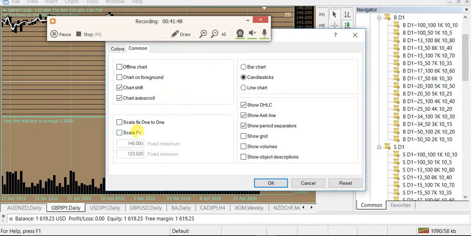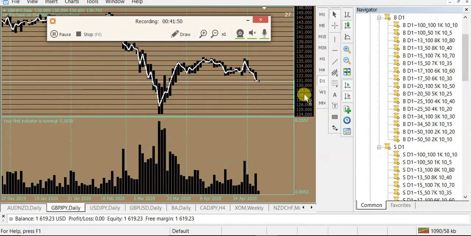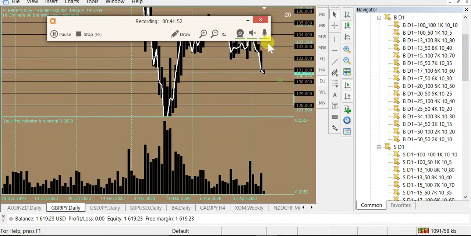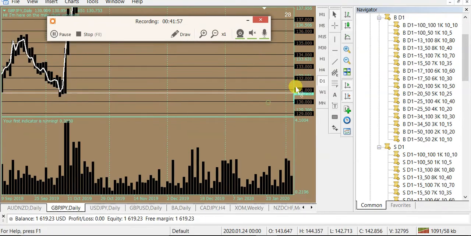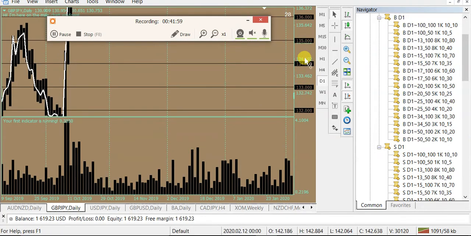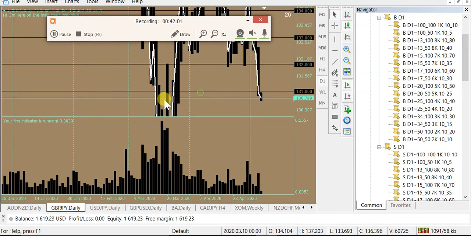Go to common, fix the scale, because we're just trying to make pips, you know. I don't really care about Garleys and stuff. Oh, that's the wrong grid. I want to look at the 10 pip grid. This is a 100 pip grid, so it's all right. I'm just looking at these.